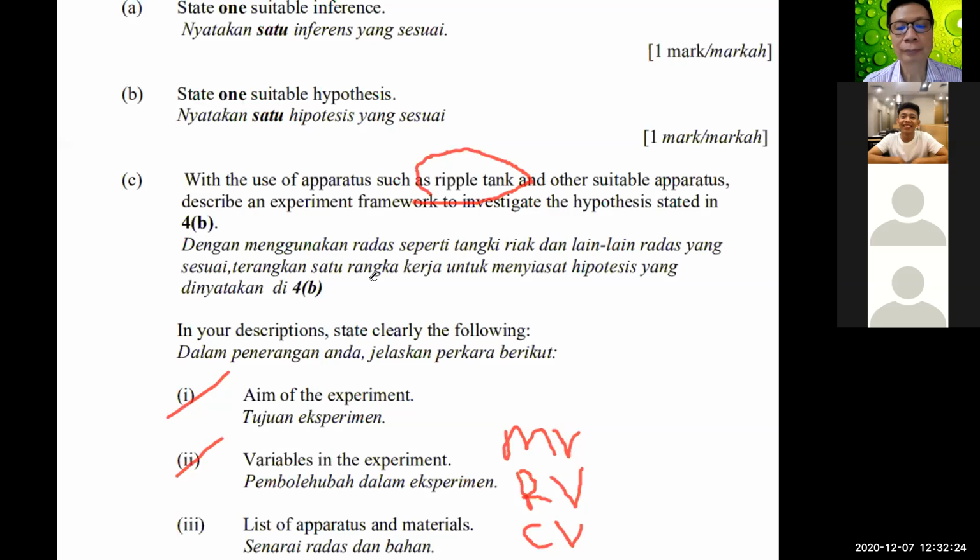Any other alternate answer for constant variable besides frequency? For sure, MV must be depth, no other alternative. RV must be the wavelength. What about a constant variable? Any other answer you can give? Besides frequency, the frequency of the electrical motor, the motor that vibrates.